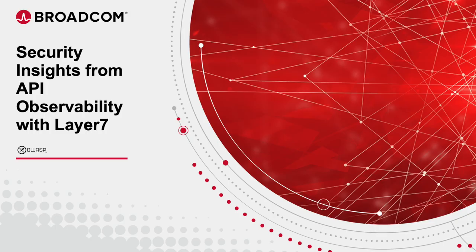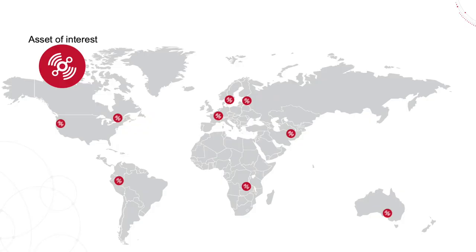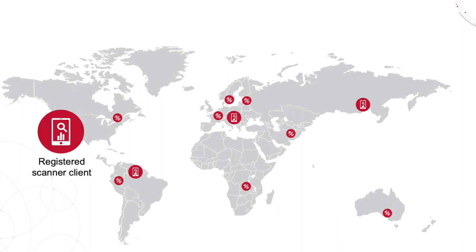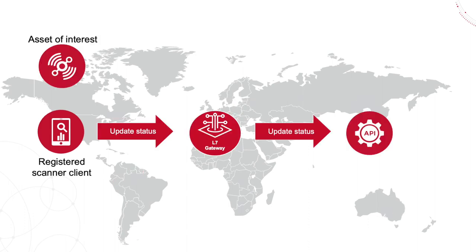Security insights from API observability with Layer 7. An agency is tracking autonomous assets of interest that move around the world. To get up-to-date information about strategic drones, connected scanners gather information locally and send updates using the agency's tracking API.